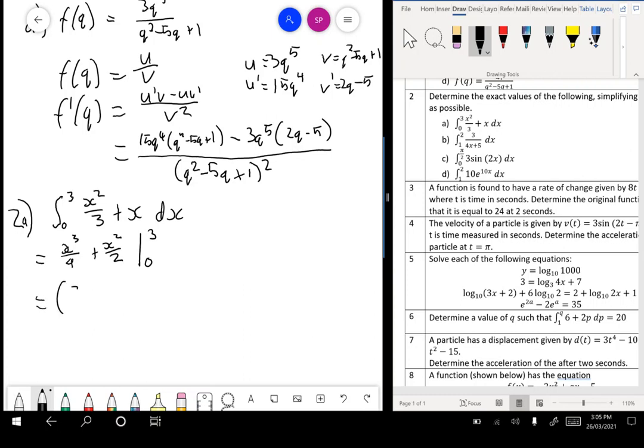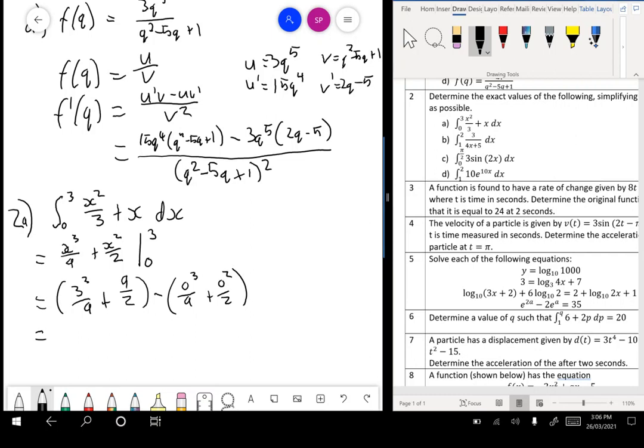The top one will become 3 cubed on 9 plus 9 on 2. So I just did 3 squared to get 9. That's where that came from. The second bracket, I'll write it in, though you probably don't need to because 0 cubed on 9 is 0, and 0 squared on 2 is 0. So it's just going to be 0 cubed on 9 plus 0 squared on 2. That whole thing's going to equal 0.